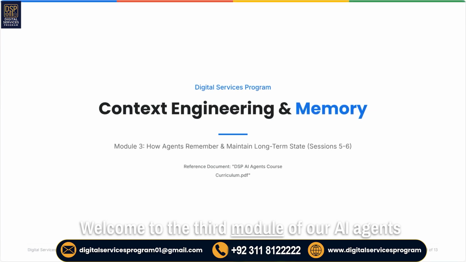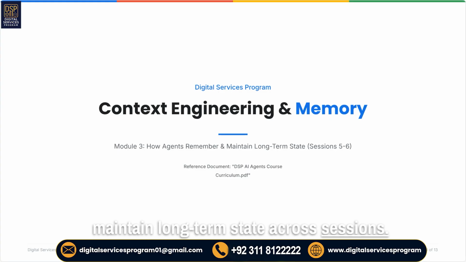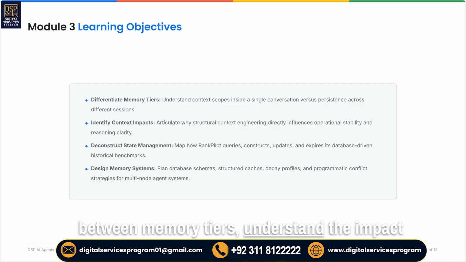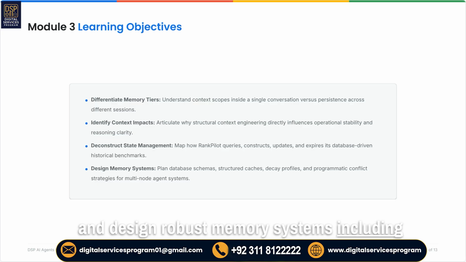Welcome to the third module of our AI Agents Bootcamp. In this segment, we will explore context engineering and memory, specifically focusing on how agents remember information and maintain long-term state across sessions. In this module, we will learn to differentiate between memory tiers, understand the impact of context on operational stability, examine state management in systems like RankPilot, and design robust memory systems including database schemas and conflict strategies.